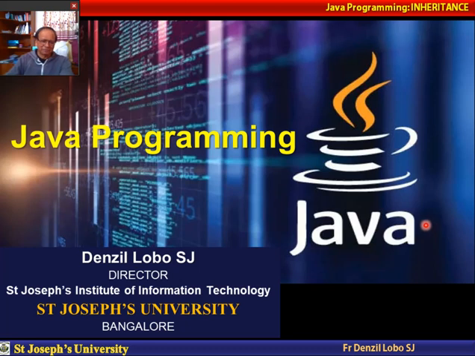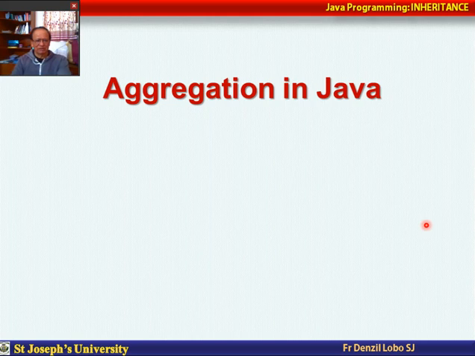Java programming. In this lecture, we will understand the concept of aggregation in Java. You have already understood the concept of inheritance, and we have worked out a few examples to explain what inheritance is. In inheritance, I use the word extends and give the name of the superclass. Now, aggregation also inherits the methods and the fields of the superclass, but we are not going to use extends.